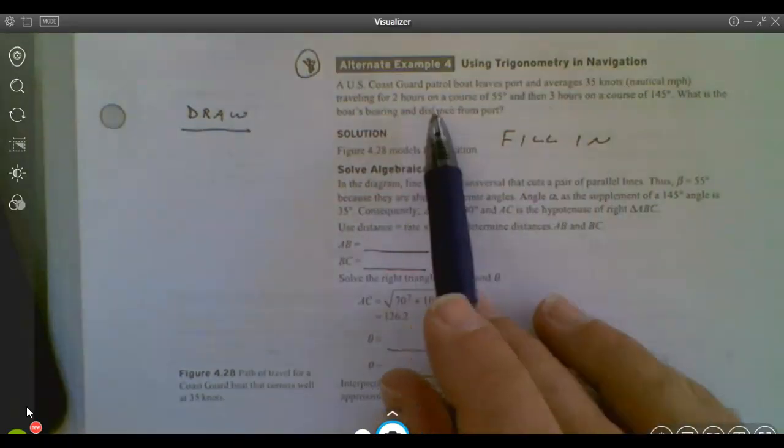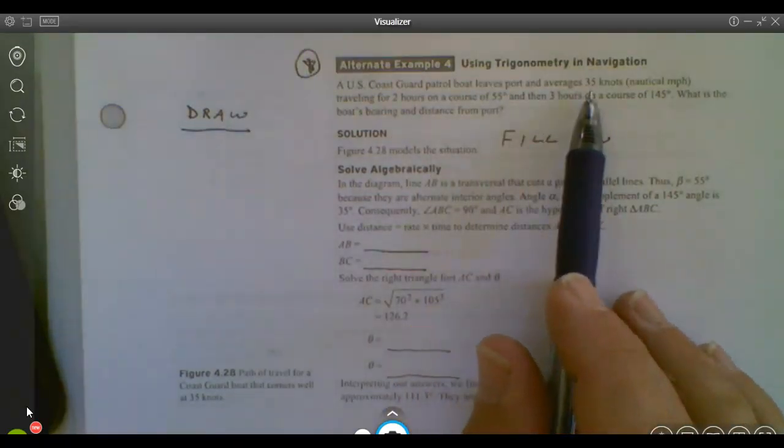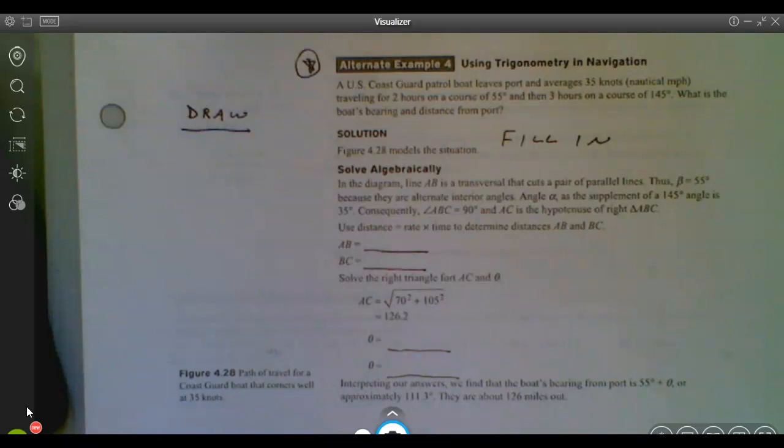So on this one we have a patrol boat leaves port at 35 knots, miles per hour, so that's its speed, for 2 hours on a course of 55 degrees, and then 3 hours on a course of 145 degrees. So what are the boat's bearing and distance from the port? So we've talked about these bearing problems before, so this will look hopefully a little familiar to you. Remember that when they just say something like 55 degrees, that is 55 clockwise from the north.